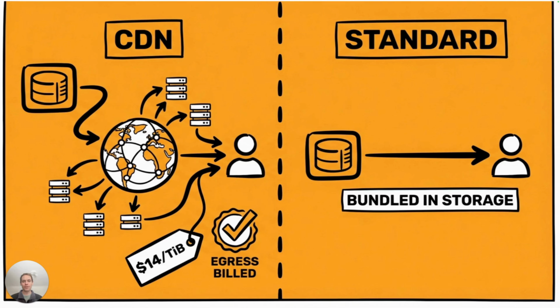CDN makes the most sense when you have users spread across different regions, when you need consistent fast delivery times, when your traffic patterns are spiky and unpredictable, or when your files are large enough that the caching benefits really pay off. Standard retrieval makes more sense for infrequent access patterns, geographically concentrated user bases, back-end services where latency tolerance is high, or content that simply doesn't need edge caching.